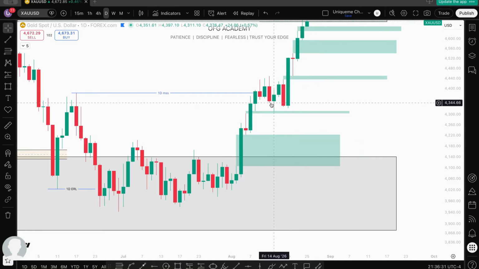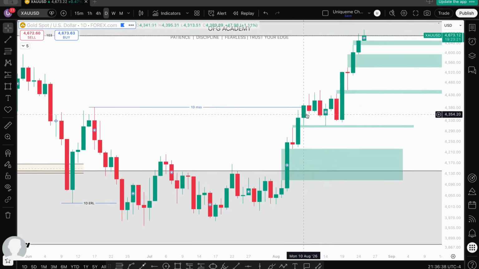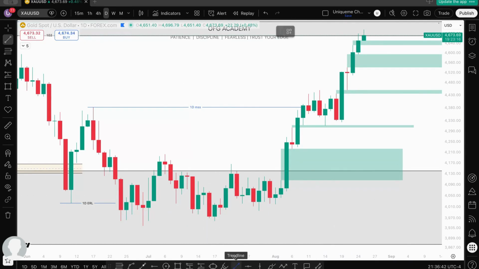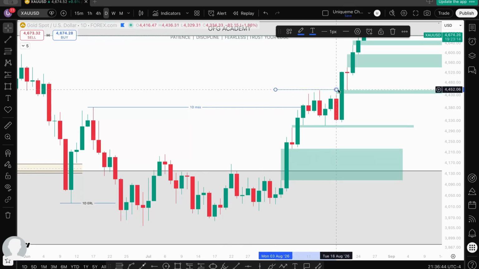Now, if you look inside here again, this is the candle that came out with a body. And there was a retracement back with a three body candle closure. One, two, three. I would mark that as a break of structure.